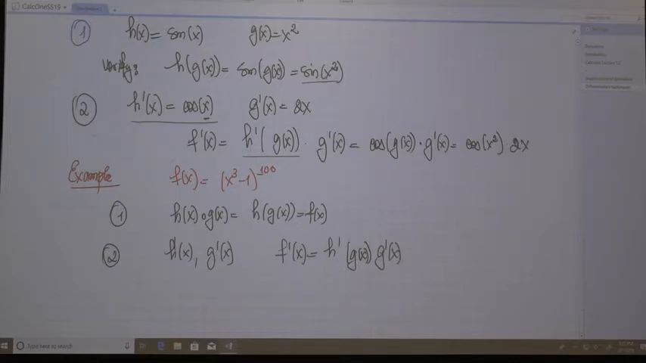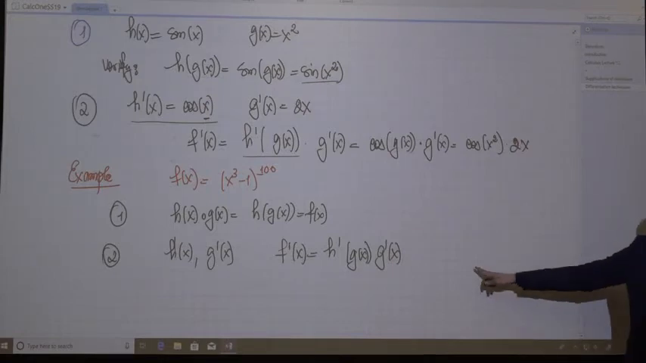Okay? If you know how to do this faster, do not do this. I don't accept this answer. You have to do this step by step. The first step and the second step. First step, find the two composite functions. Second step, find their derivatives and write down like this.